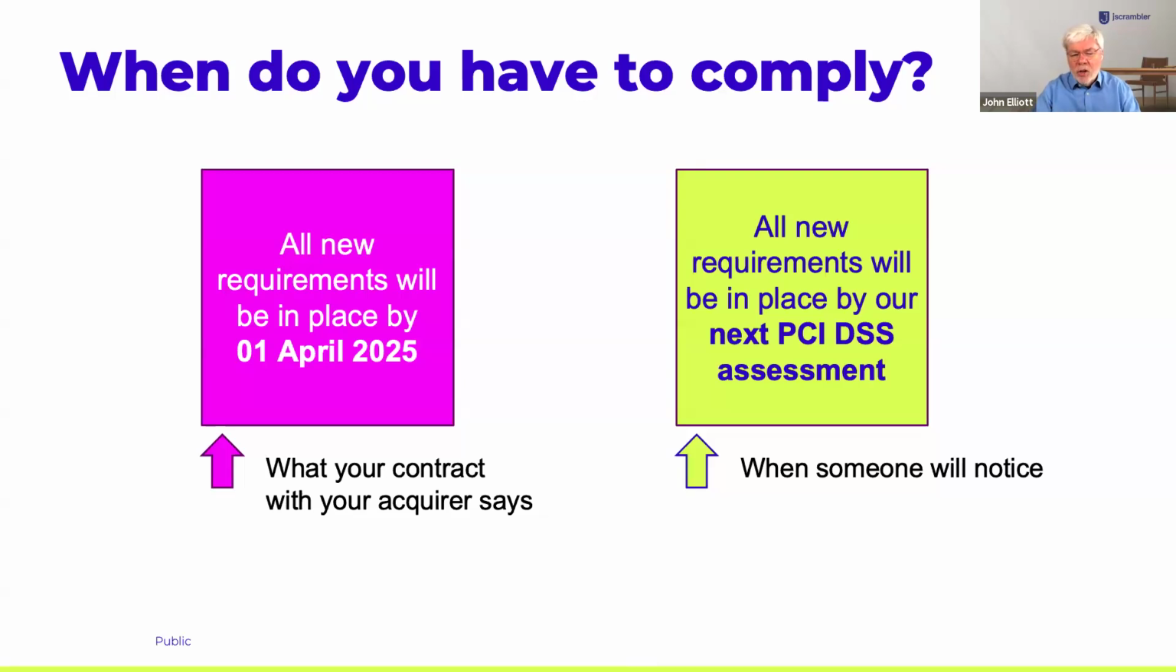Now, contractually, your contract with your acquirer, which I presume is Elavon, will say you need to comply with the current version of PCI DSS. So technically, you should be compliant with those new requirements now, but most people wait until their next PCI DSS assessment. In fact, speaking to a lot of QSAs, they were really busy in February and March this year for some unknown reason, that everyone seemed to have brought their assessments forward. So I guess that's a big thing.